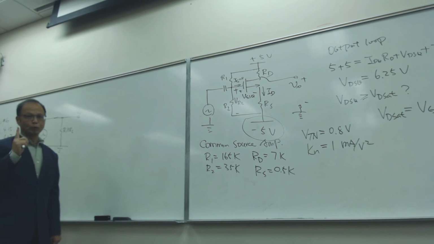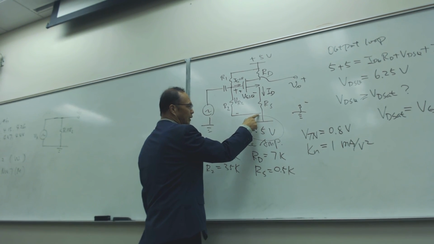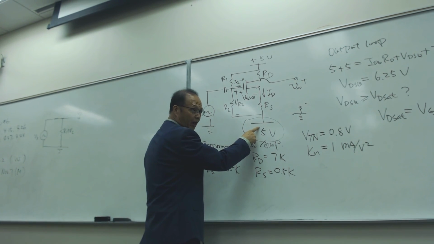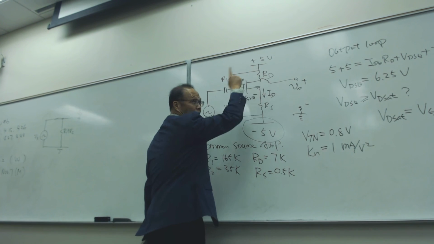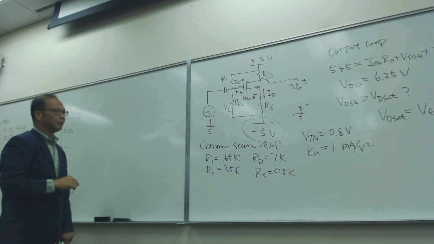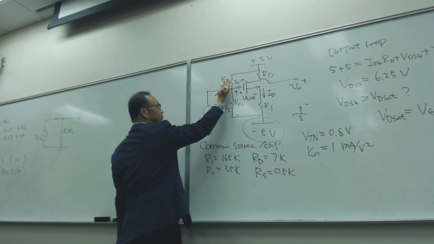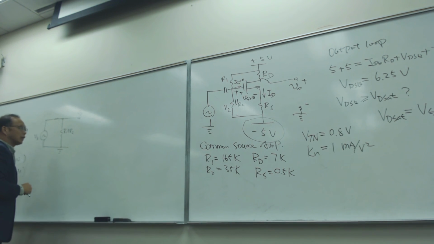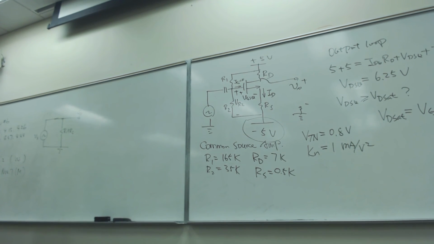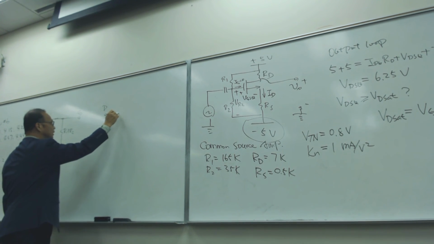I want to say this one more time. When the node is connected to a DC power supply, under the AC condition, that power supply becomes a short, so this is ground. I said this many times. So if this is ground, I can flip this, and the two become parallel. Then the drain is connected to RD to the ground.